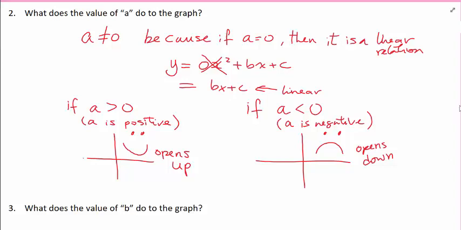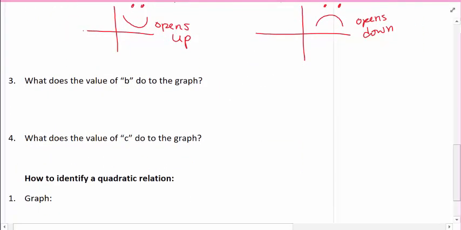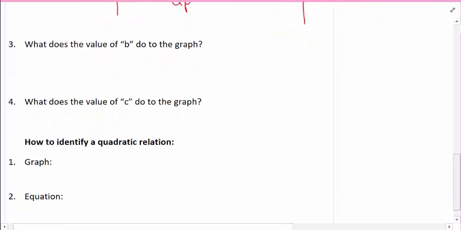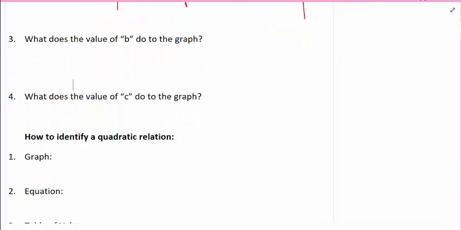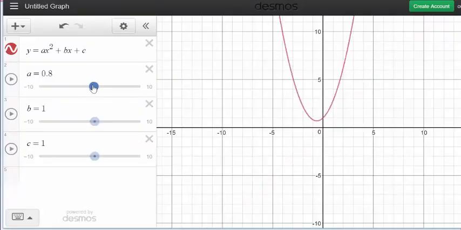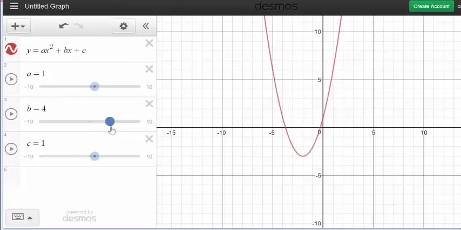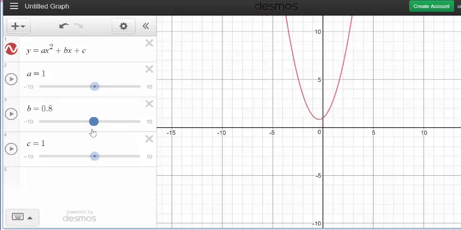Let's go and see what B does to the graph. So write down number 3 here. What does the value of B do to the graph? Okay, so let's see what it does if I change B in my graph. So let me change A back to 1 here. Let me change B. Just watch carefully. It's kind of hard to tell though, but it's just shifting the parabola, right?